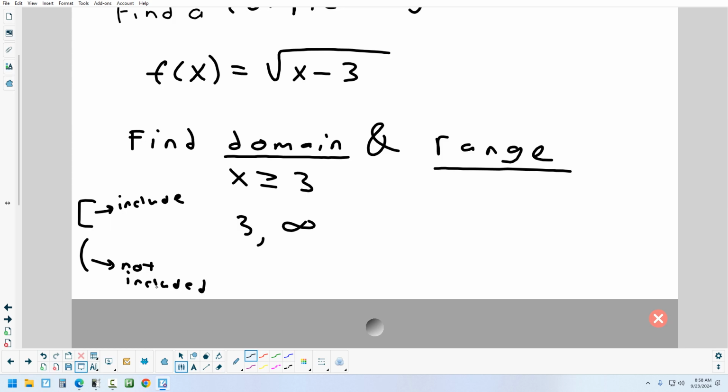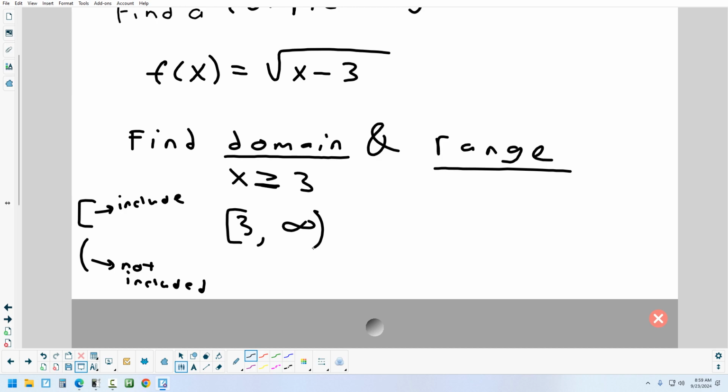So start with the 3. Is it okay to include the 3, like to be equal to it? Yeah, because it says right here, equal to. So we can include the 3. Now, infinity. Can we reach infinity? No, if you can't reach it, then you can't include it. All right. So anytime you have an infinity symbol, that always gets a parenthesis.